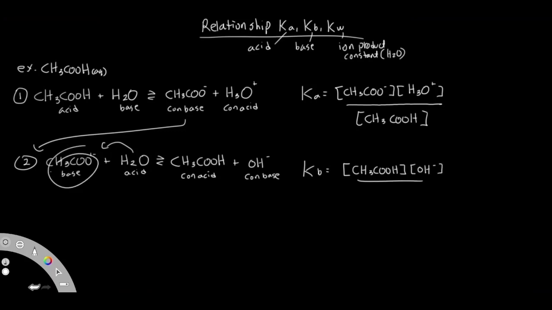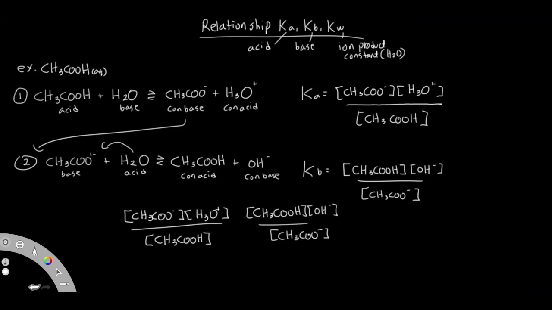And of course, this is going to be in our denominator now, CH3COO minus. Now let's look at the relationship between these two. As you can notice, the product of these two constants yields something very interesting. In case you're confused, let's stack them right beside each other. So let's have our Ka over here and our Kb over here. So here we have it drawn out. We're just going to cross multiply.